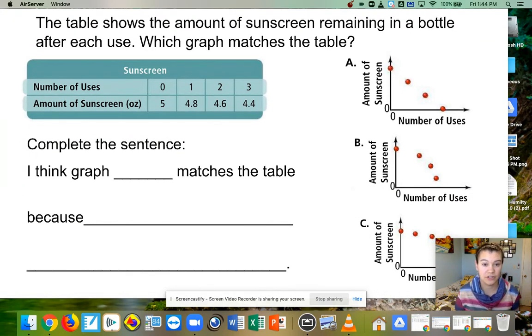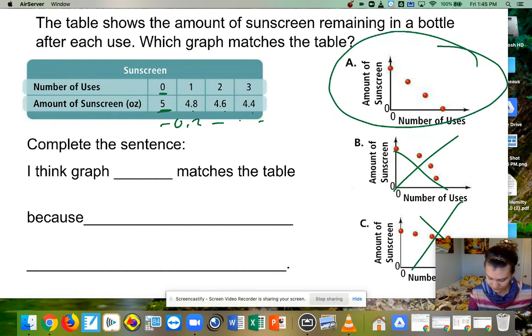All right, same idea here. So we have the amount of sunscreen remaining in a bottle after you use it. So the first time you use it, it starts out with 5 ounces. Well, these all look like they start at about 5, so that's fine. And then we're going down from there. If we subtract, we're going down 0.2 each time. So we have a constant rate of change. 4.8 minus 4.6 is 0.2, etc. So we want something that's constantly going down, not curving or going faster. So both of these curve, that's not going to work. So it's going to have to be A.